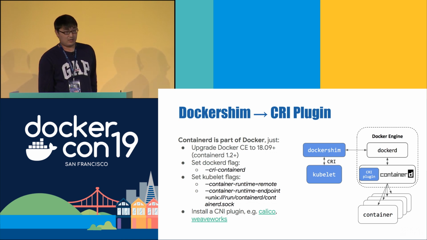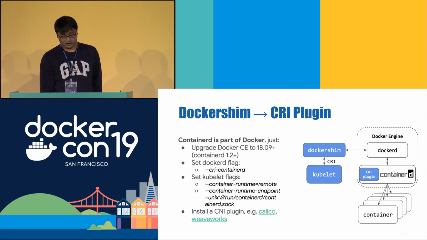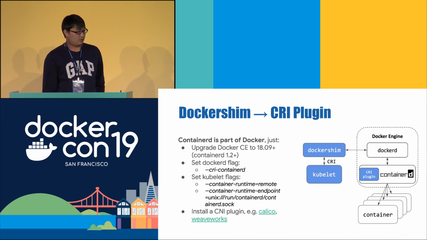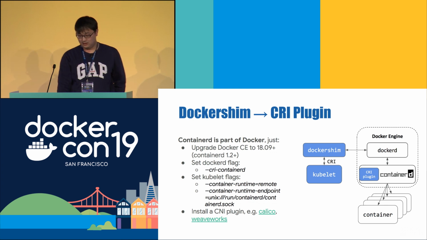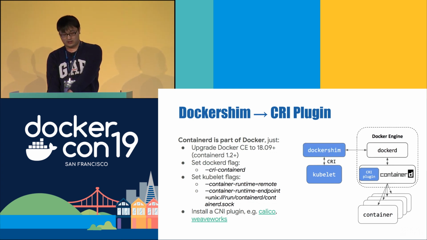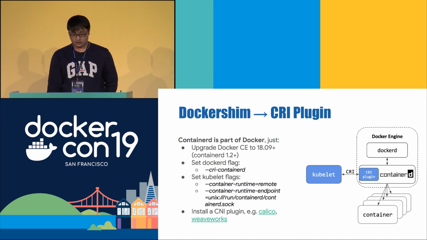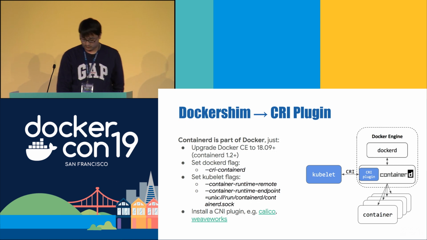After that, in your cluster, if you are not using CNI, then just install a CNI plugin, for example, Calico or Weave Works, and then it's done. You'll finish switching from Docker Shim to the CRI plugin, and it will be like this. Previously it went from Docker Shim to dockerd, and now we're still using Docker, just using a different API inside Docker.